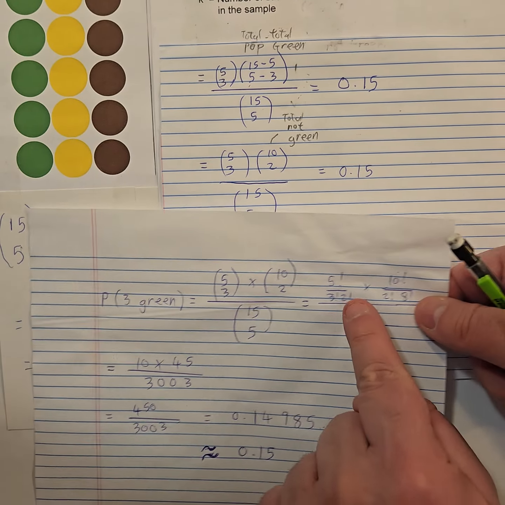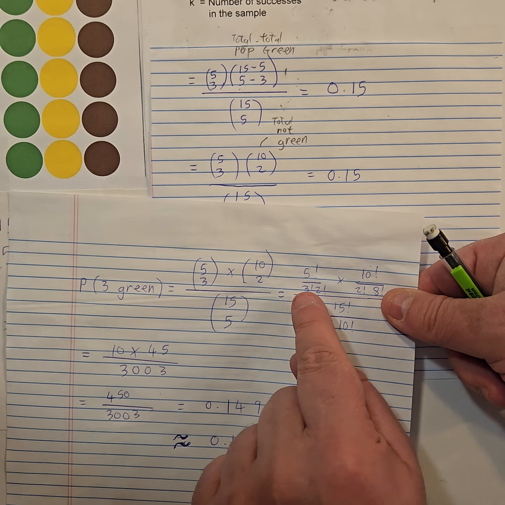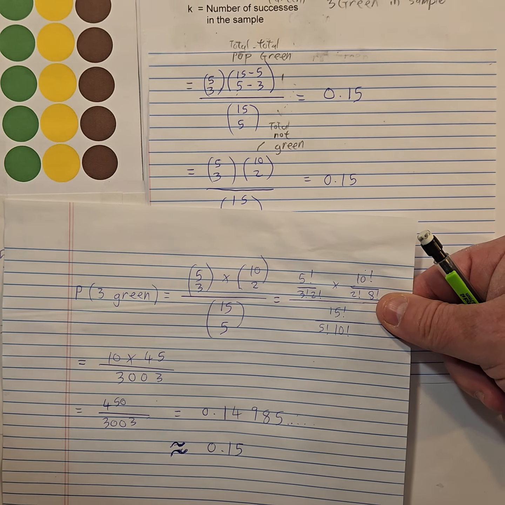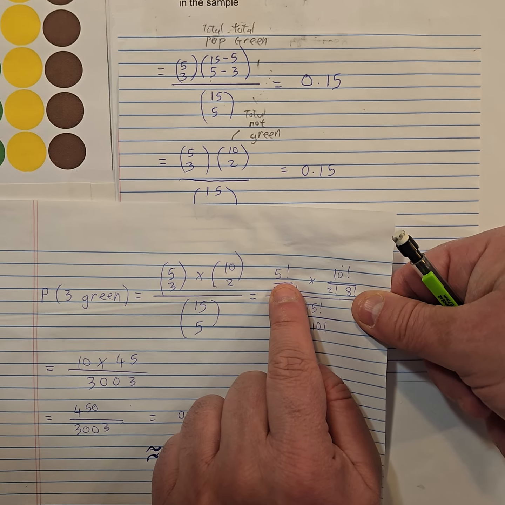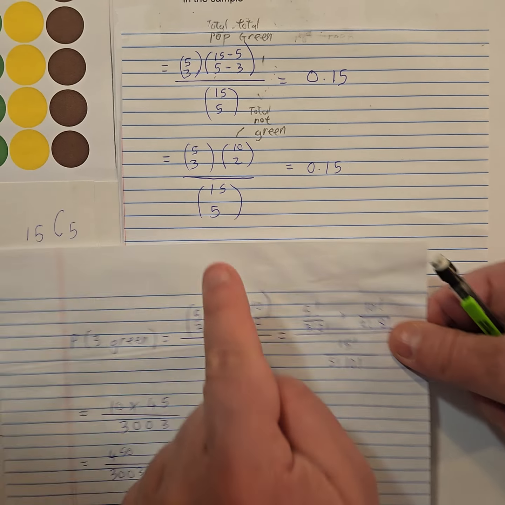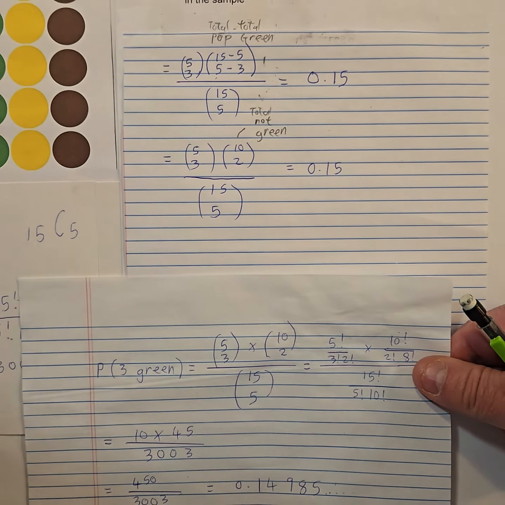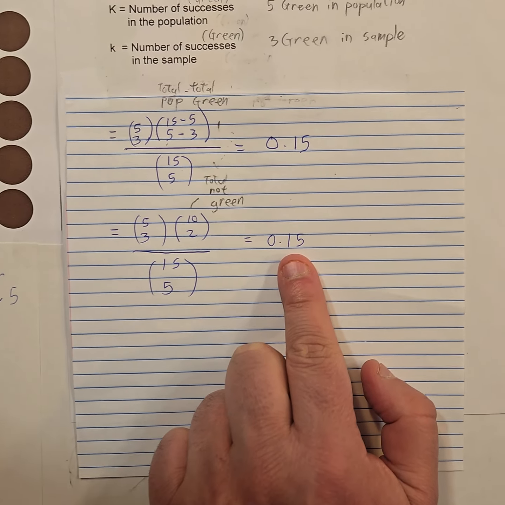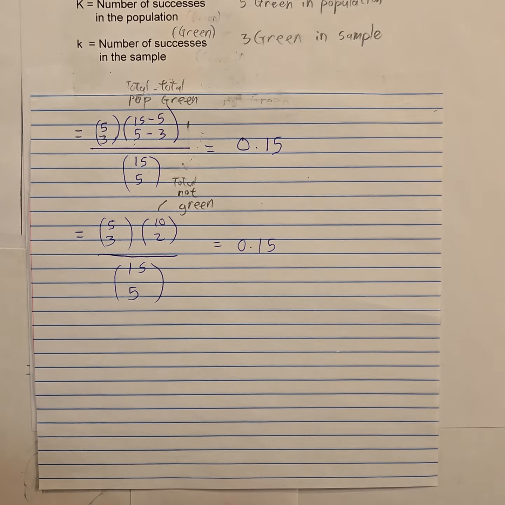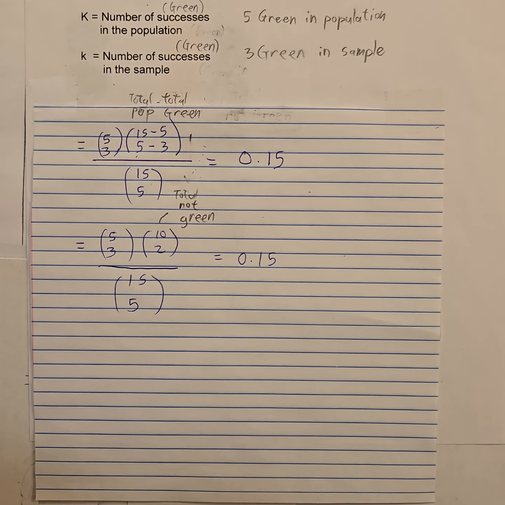5 choose 3 is 5 factorial divided by 3 factorial times 2 factorial. As one example, 5 factorial means 1 times 2 times 3 times 4 times 5, and the same concept applies with each one. When we simplify, just like the previous question, we land up with 0.15 to 2 decimal places. And that's the answer using a different method.